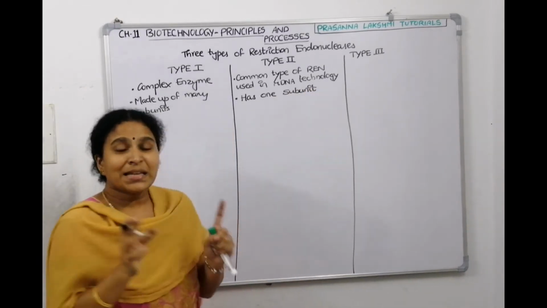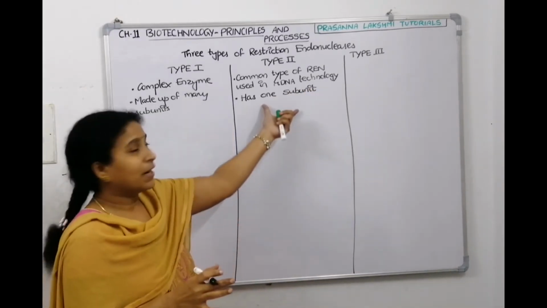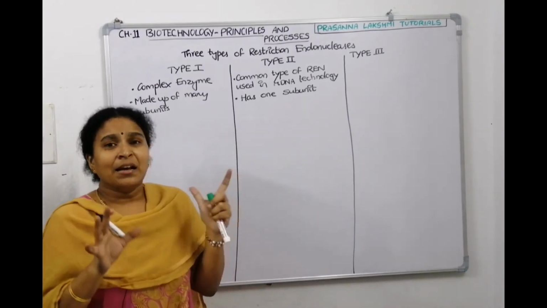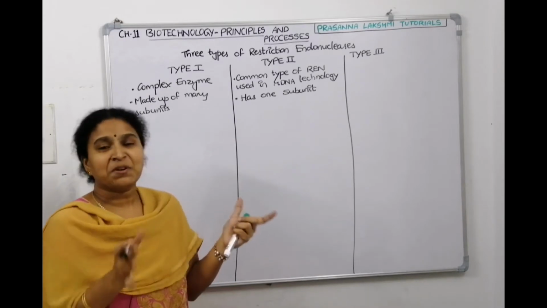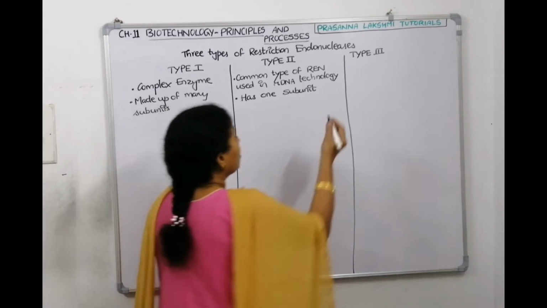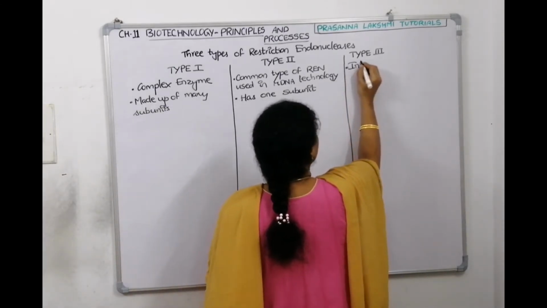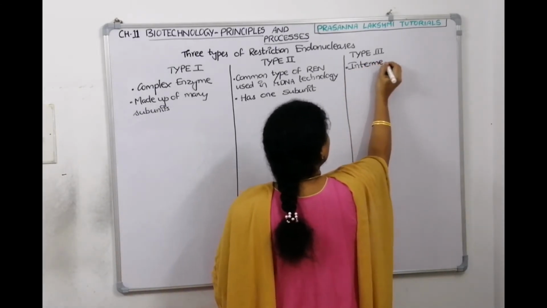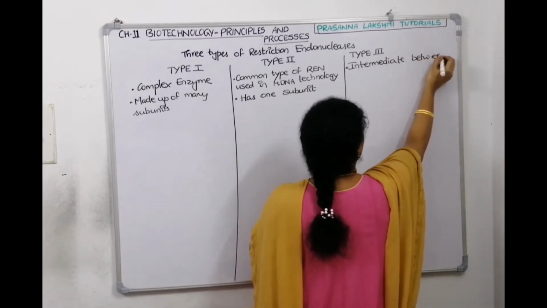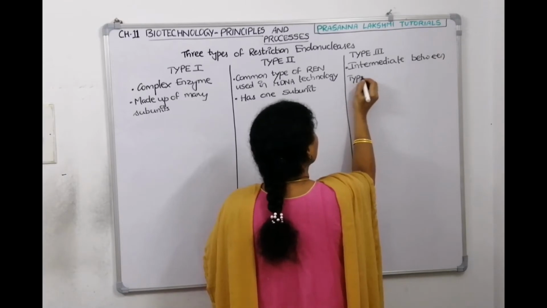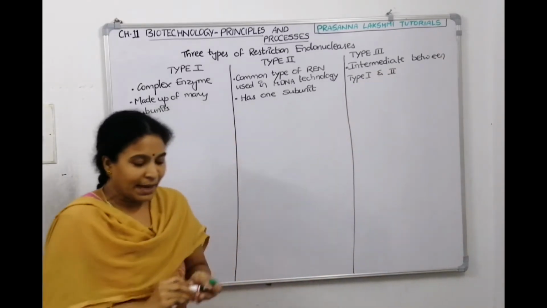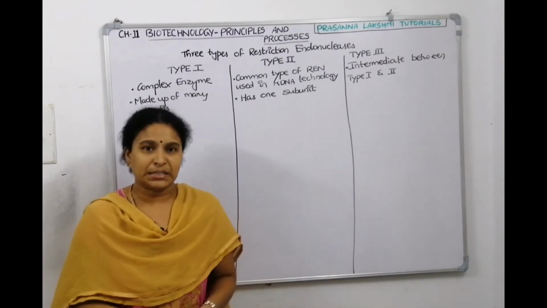Type 3 is intermediate, means it is not made up of one subunit like type 2, it is not made up of many subunits. We can tell it is of intermediate complexity, it is between 1 and 2, means it is not having many subunits, not having one subunit also. Intermediate between type 1 and 2 in complexity.